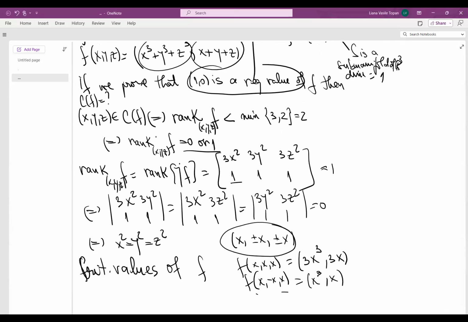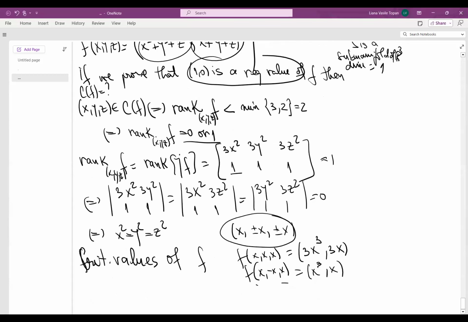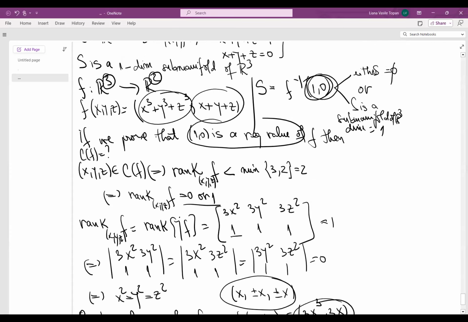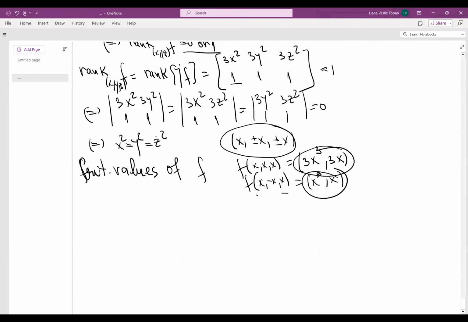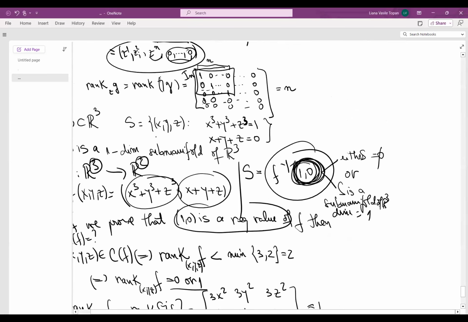So of critical value. But when you look at what we want, (1, 0) is neither of the form 3x cubed and 3x, nor of the form x cubed and x. So this (1, 0) is a regular value. It doesn't have the shape of a critical value, right? So (1, 0) is a regular value for f. And the conclusion follows, right? Its pre-image S is a one-dimensional submanifold of R cube.